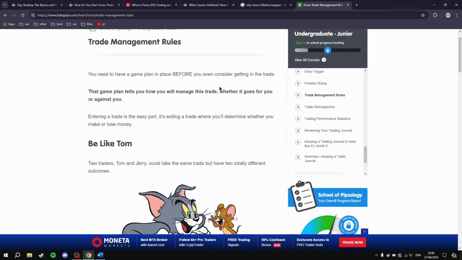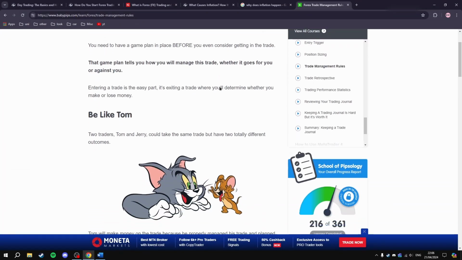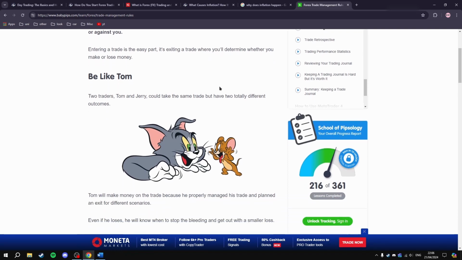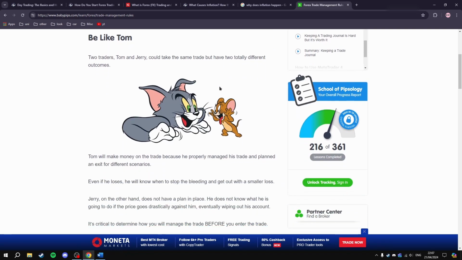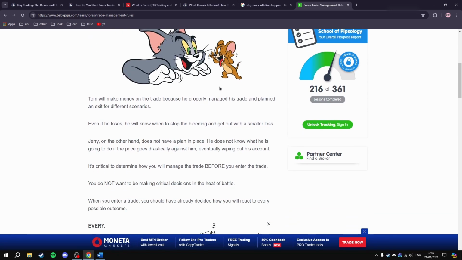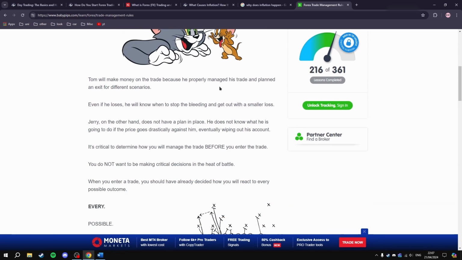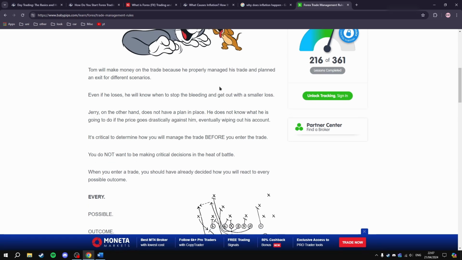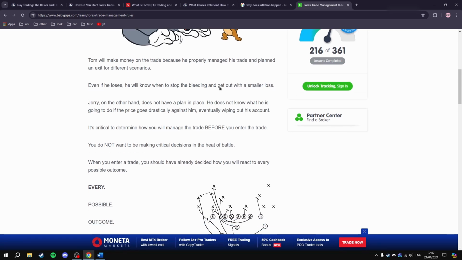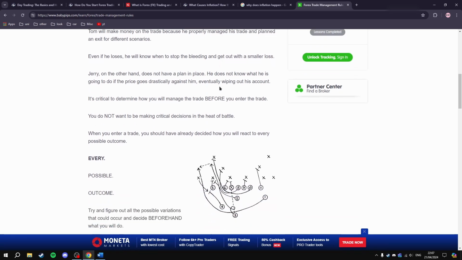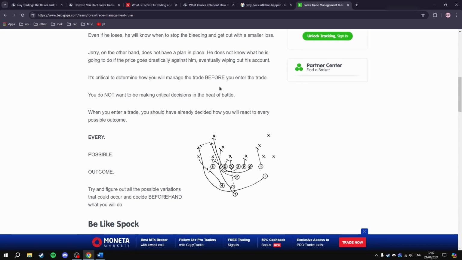Entering a trade is the easy part. It's exiting a trade where you determine whether you'll make or lose money. Be like Tom. Two traders, Tom and Jerry, could take the same trade but have two totally different outcomes. Tom will make money on the trade because he properly managed his trade and planned an exit for different scenarios. Even if he loses, he'll know when to stop the bleeding and get out with a smaller loss.